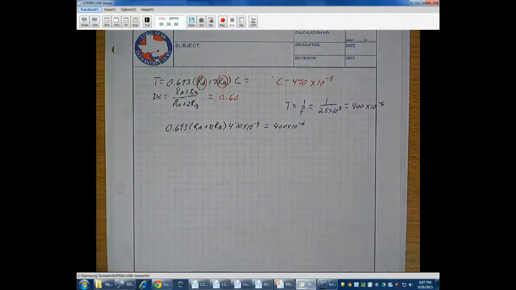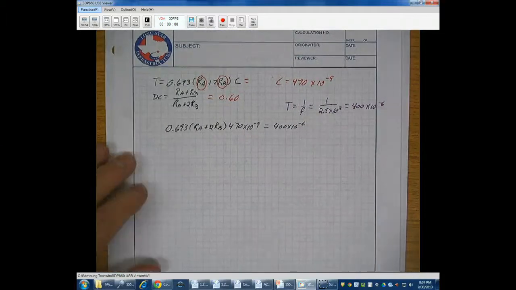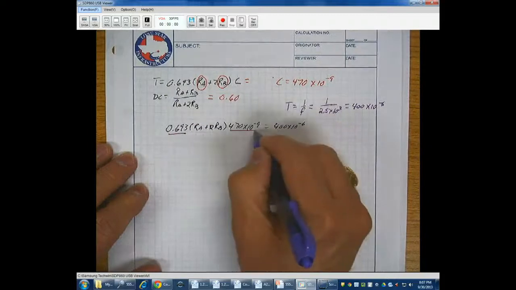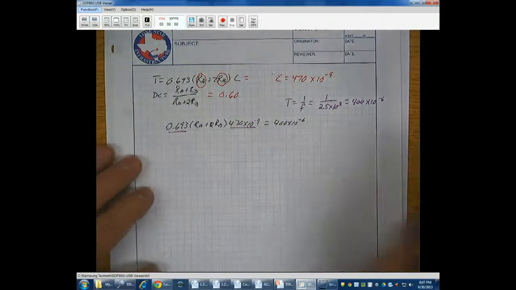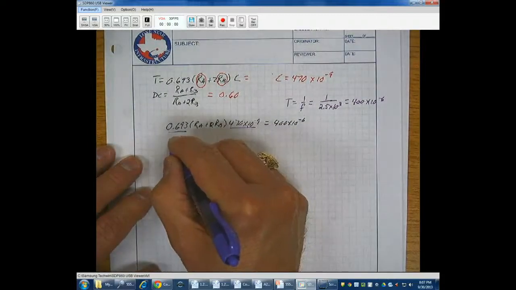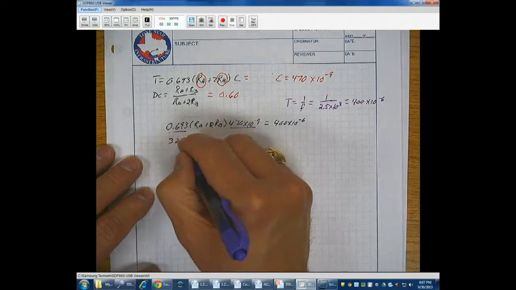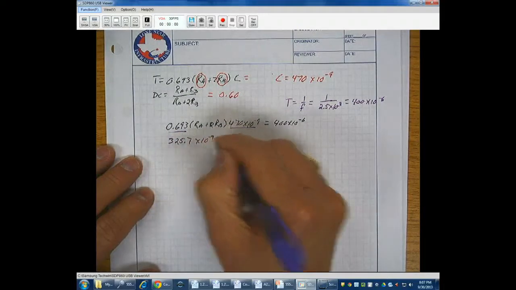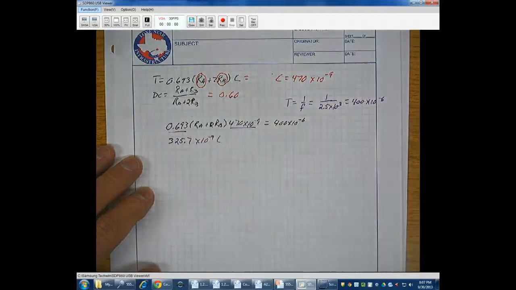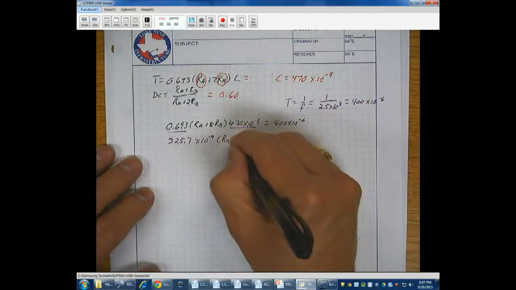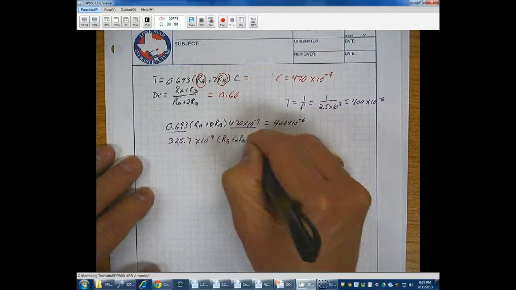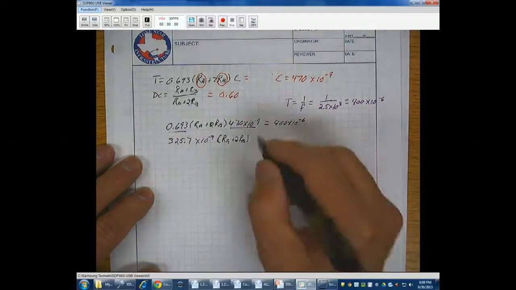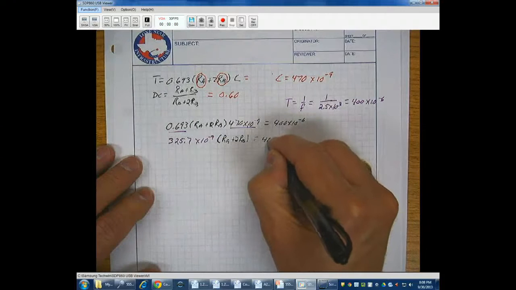And then the next step would be I want to take all these things that are actually just numbers and combine them together. So I'm going to multiply 0.693 times 470 nF, which is 325.7 times 10 to the negative 9th. And I still have the RA plus 2RB. That didn't change. And then on the other side, I still have the 400 times 10 to the negative 6th.